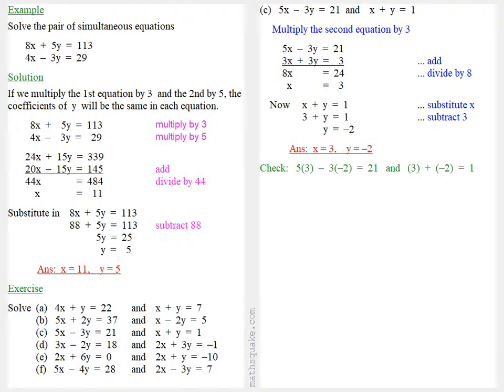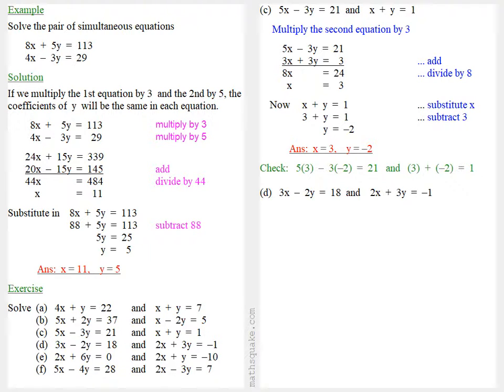Now we can check by substituting those in the original equations. 5x minus 3y is 5 times 3, take away 3 times minus 2, which is 15 plus 6, which is 21, which is correct for the first equation. And x plus y is equal to 3 plus minus 2, which equals 1, so that's correct for the second equation. So x equals 3 and y equals minus 2.